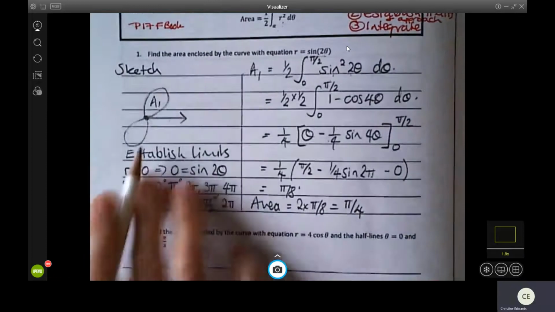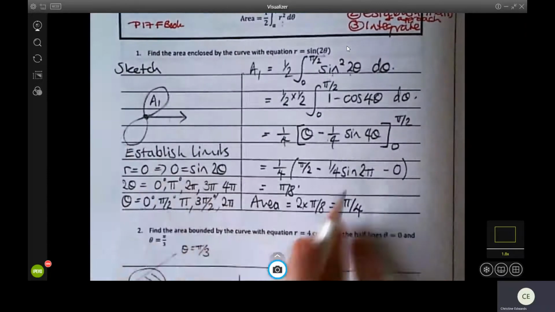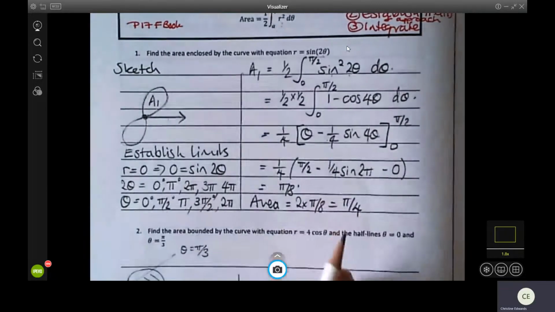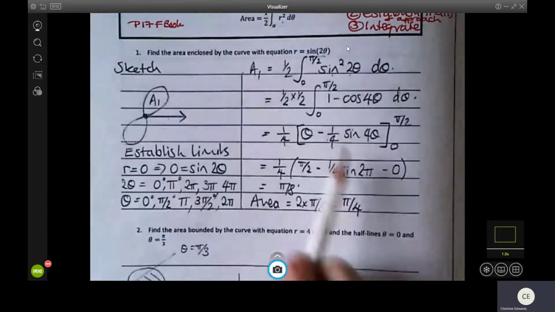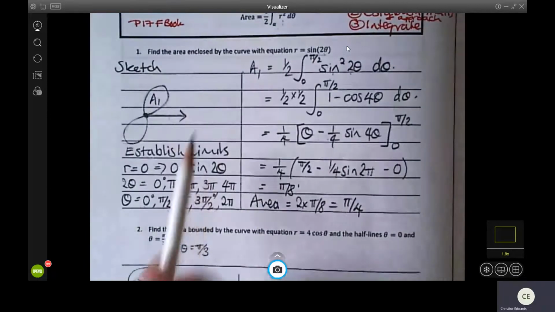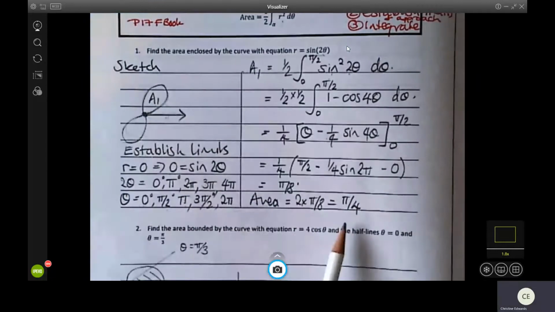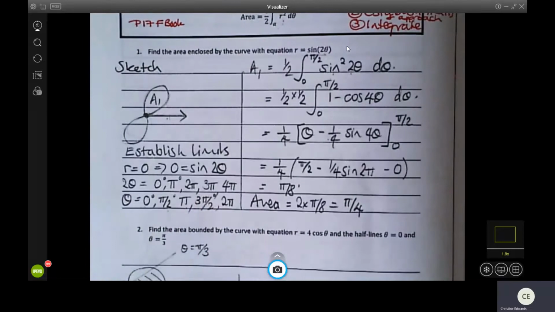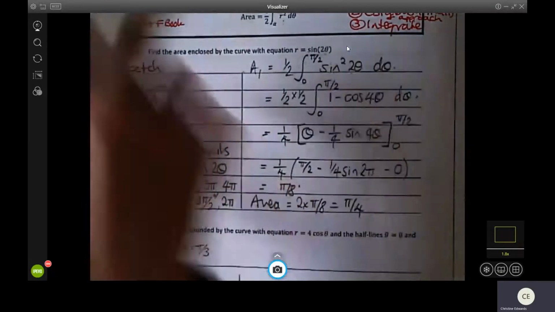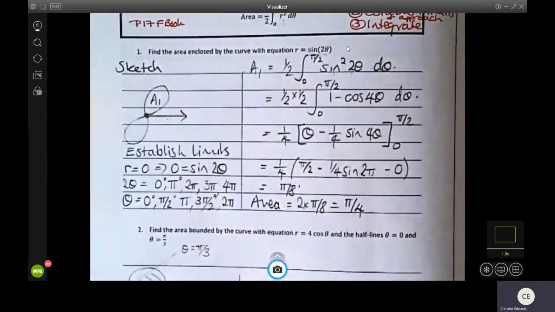So I've sketched my curve, I've established my limits, and I've performed the integration using the formula. Interestingly, if you did this integration between 0 and 2 pi, so we went all the way around, you would get an answer twice the size of that. So that's introducing the formula for the area of a polar curve in a situation where we're dealing with a rose. Now let's have a look at question 2.